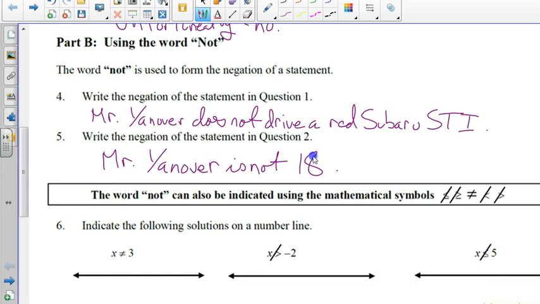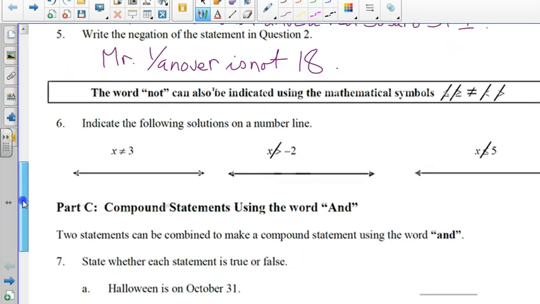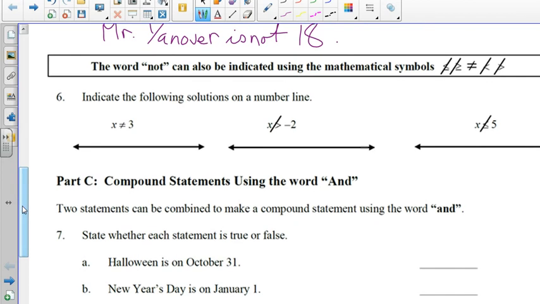Yeah, I know. The word not can also be indicated using the mathematical symbols. So not less than or equal to, not greater than or equal to, not equal to, not less than, not greater than. Indicate the following solutions on a number line. X is not equal to 3. So how are we going to indicate that?